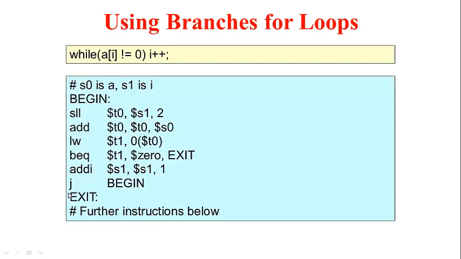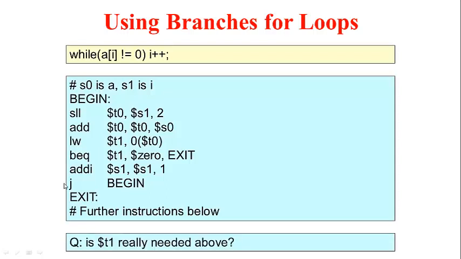Following that is the branch if equal. If the value A of I happens to be 0, I have to exit the loop. Otherwise, I have to execute the body of the loop, which is the add I instruction. Here I have an unconditional jump to the beginning of the loop. A question for you is, in this above solution, is $T1 really needed? Can you do away with the use of this additional temporary register $T1?